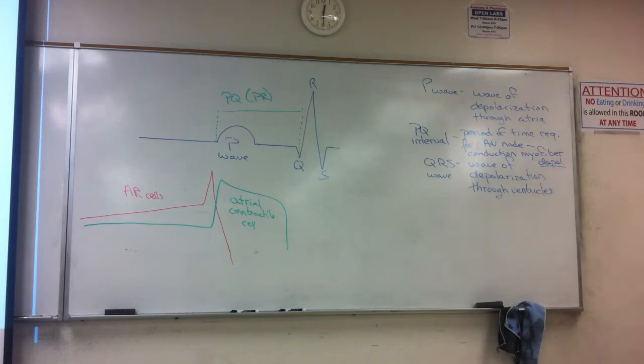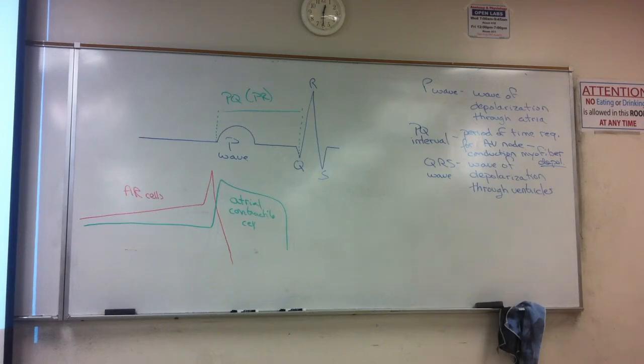So if there is some damage to the AV node, as we'll see in a moment when we talk about heart block, that is going to take a longer period of time to occur. Okay? It may take so long that we never get a QRS wave. We have to wait for the next SA node to fire. That's described as complete heart block. Obviously, eventually it has to get through or you're dead, but it can take a variable amount of time.